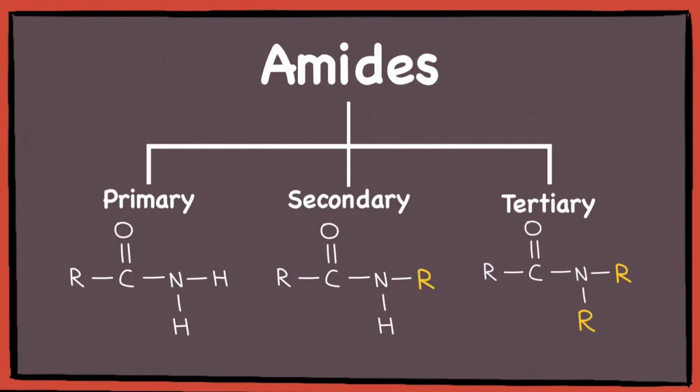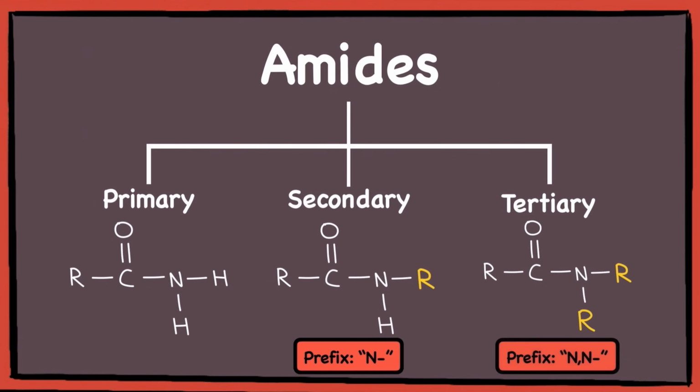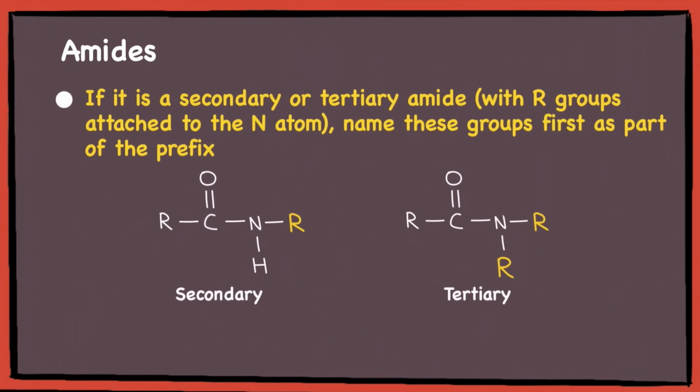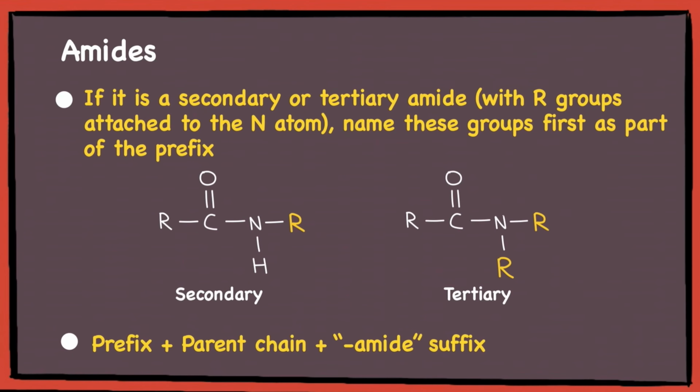Similar to amines, for secondary amides, we need to add the N- prefix in front of the name and add the N,N- prefix for tertiary amides. That's it. To name amides, if it's a secondary or tertiary amide with R groups attached to the nitrogen atom, the name of these groups come first as part of the prefix. This is then followed by the parent chain and the suffix, which is called amide.